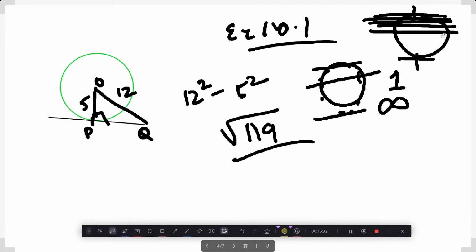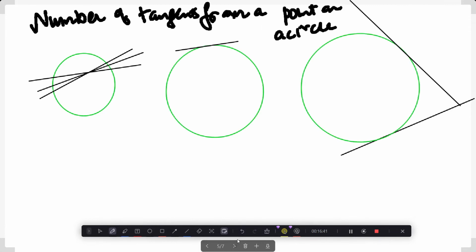The common point of a tangent to a circle and the circle is called the point of contact. Okay, so now let's move on to the next topic, which is the number of tangents from a point on a circle.